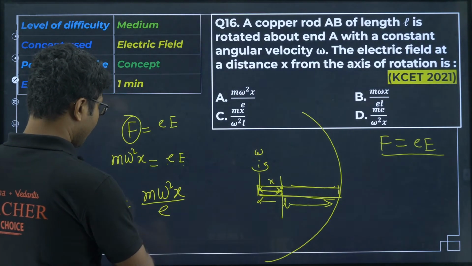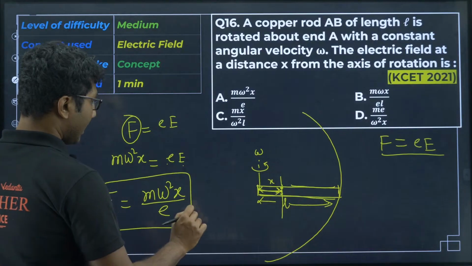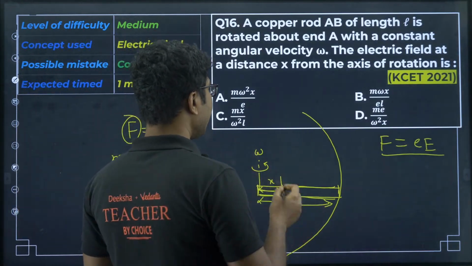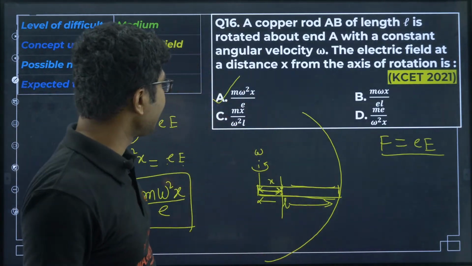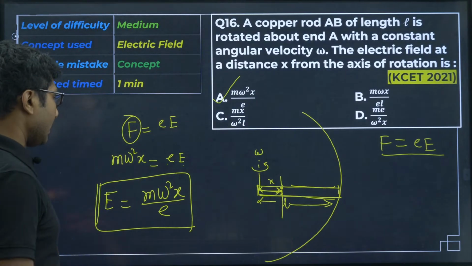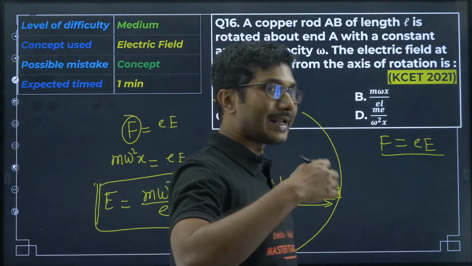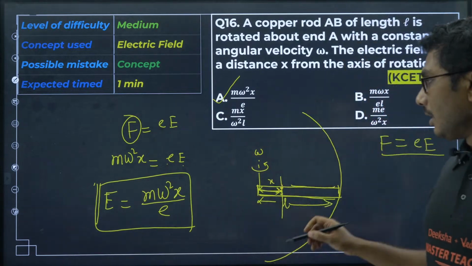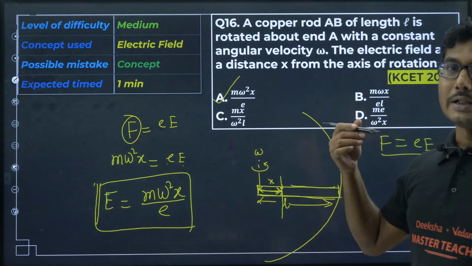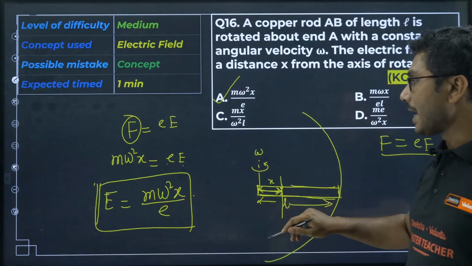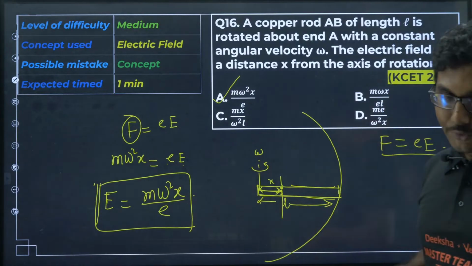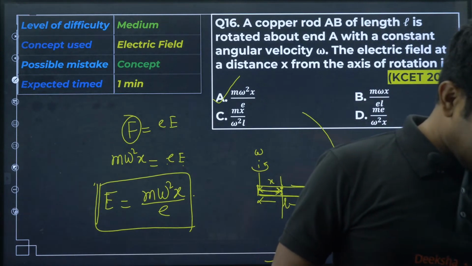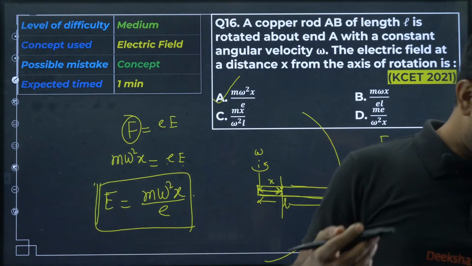So, maybe you remember the answer, but while executing you may have forgotten it. Yes, most of the students have said the correct answer, option A. So, you have to remember that a rotating rod will have an electric field because there is a centripetal force as well as electric force. Now, if you compare them, yes, F is equal to E e.